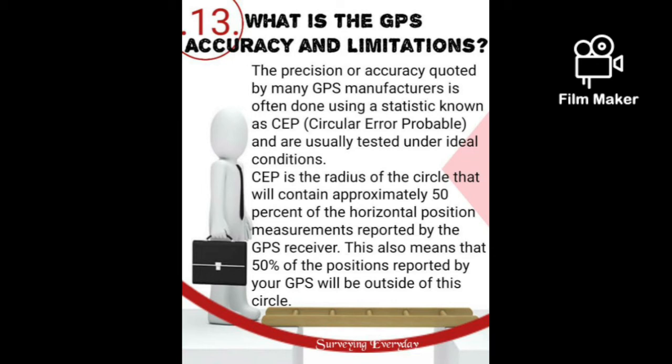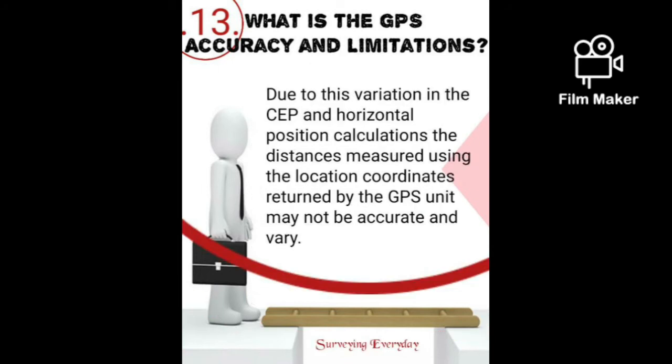This also means that 50% of the positions reported by your GPS will be outside of this circle. Due to this variation in the CEP and horizontal position calculations, the distances measured using the location coordinates returned by the GPS unit may not be accurate and vary.